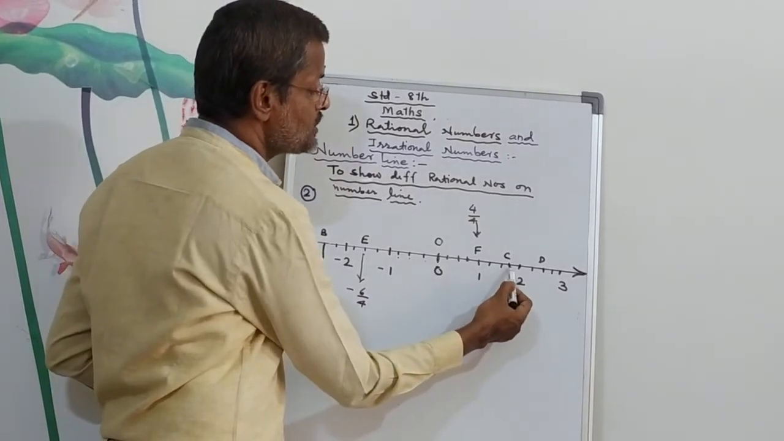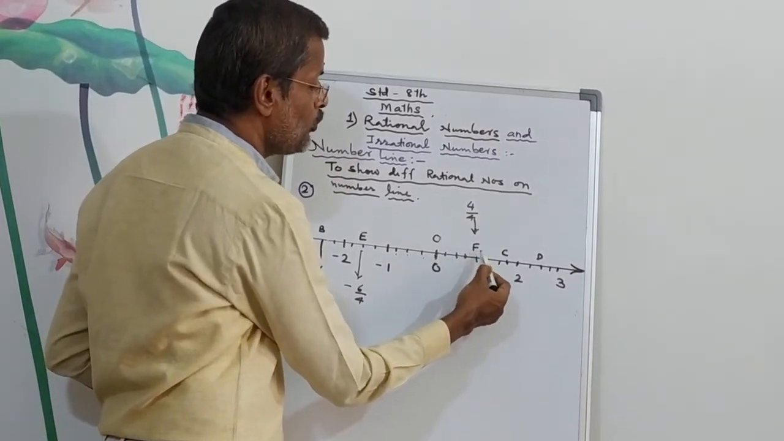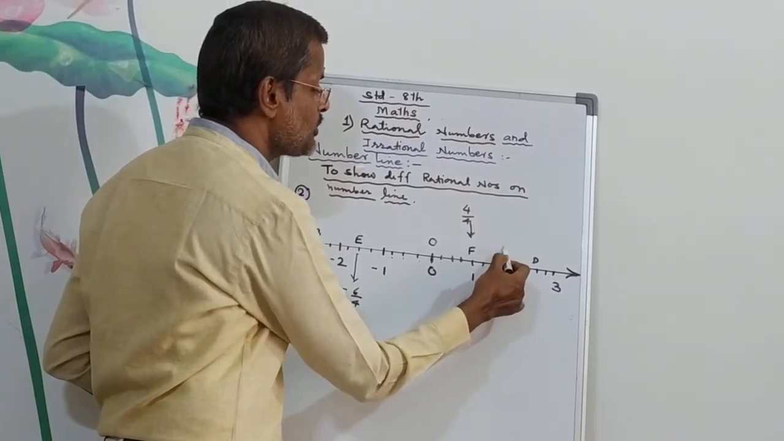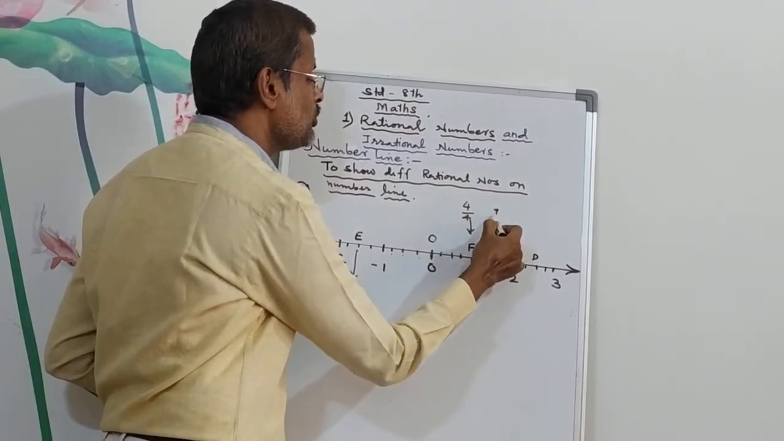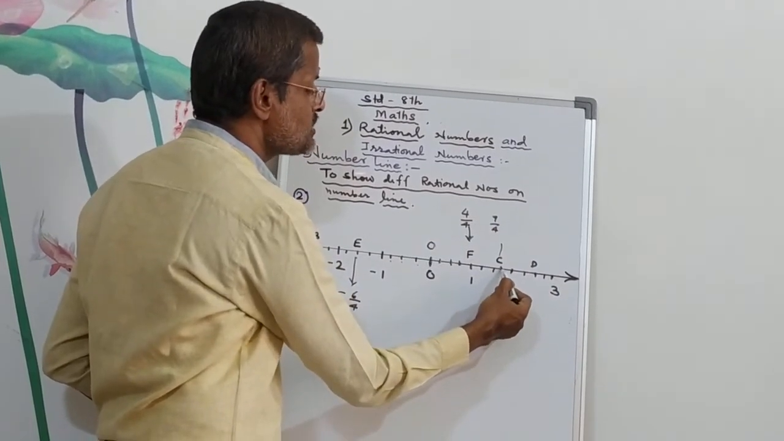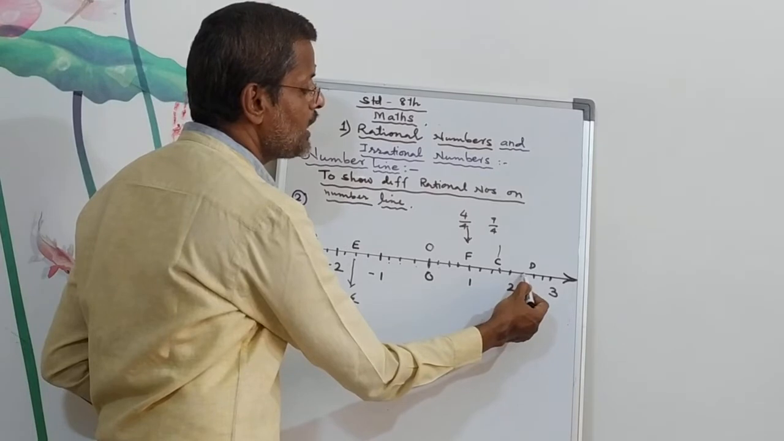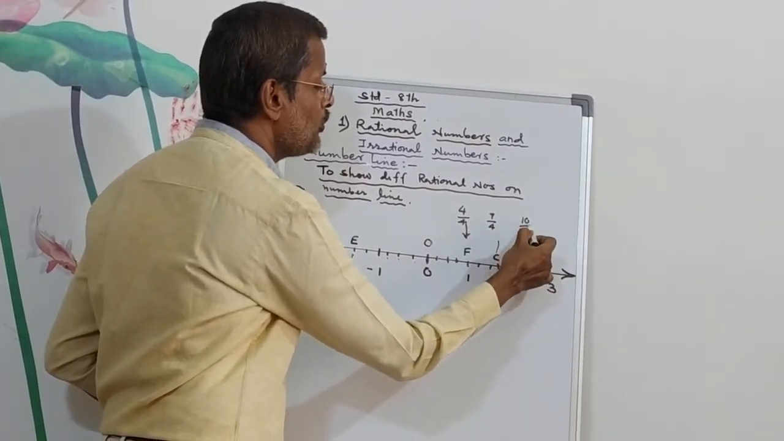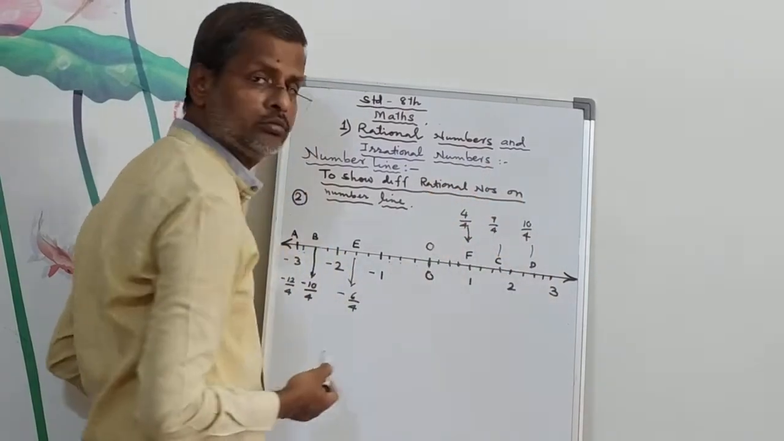Let us turn towards C. This is 4 upon 4. This will be 5 upon 4, 6 upon 4. C represents 7 upon 4. Just keep continuing: 7 upon 4, 8 upon 4, 9 upon 4. D represents 10 upon 4.